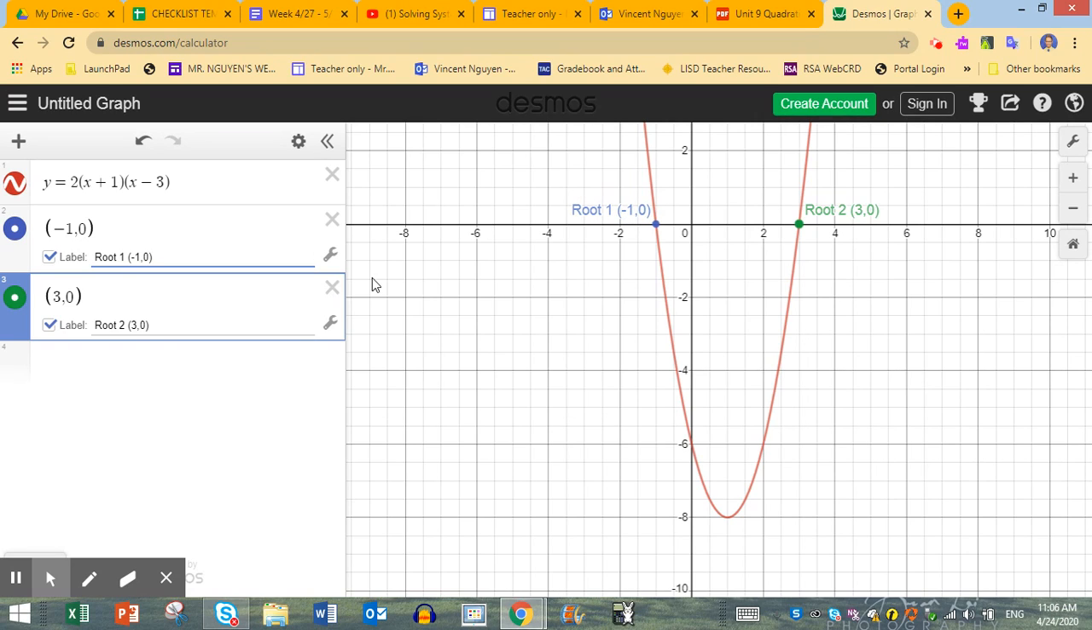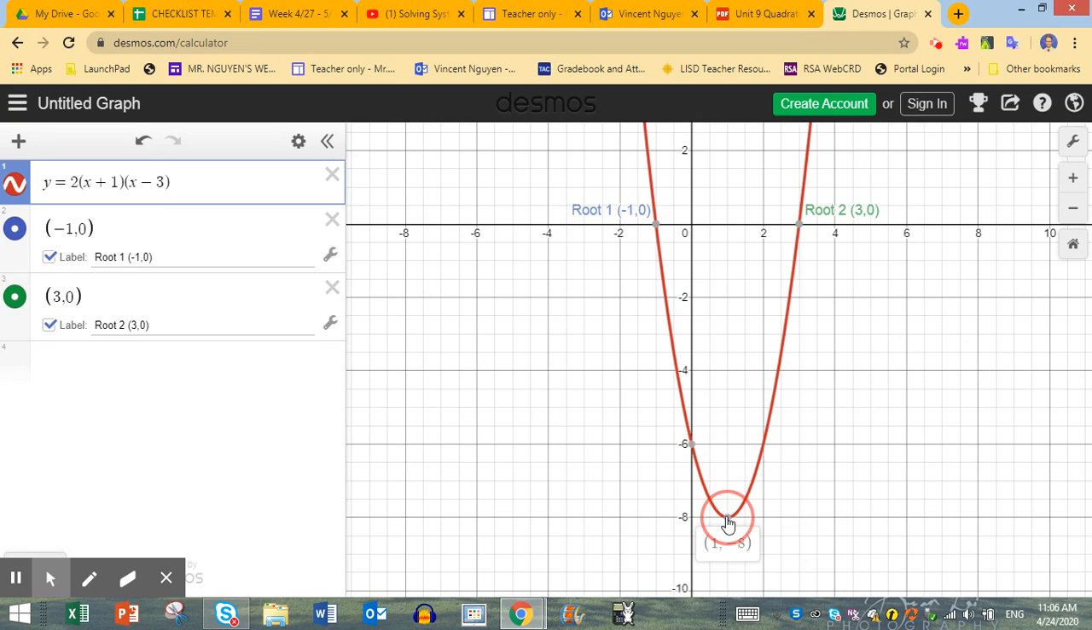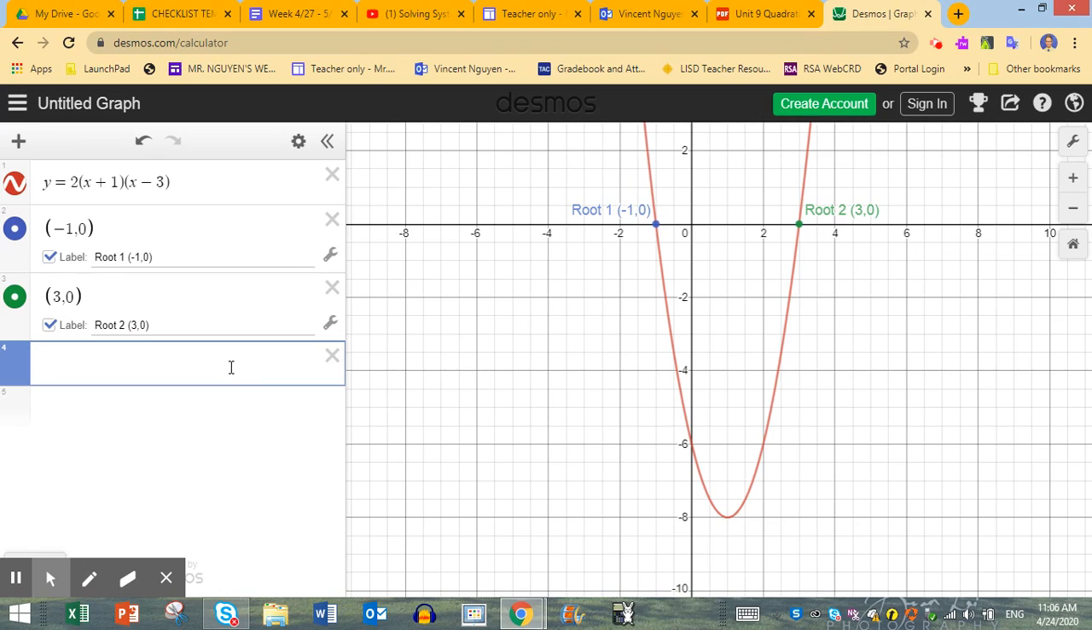Another feature of the parabola is the vertex. On Desmos, you can find the vertex fairly easily as well. If you hover your mouse over here, you can see the ordered pair is (1, -8). Just like before, I'm going to label it (1, -8), and then label it with the word vertex, so it reads vertex (1, -8). Okay, there's my graph right there.